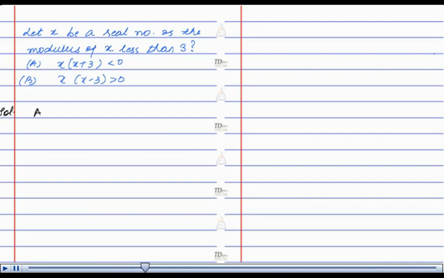From statement A, we have x into x plus 3 is less than 0, which implies that x is less than 0 and x plus 3 is greater than 0, or x is greater than minus 3. This implies that modulus of x is less than 3. So statement A alone is sufficient.